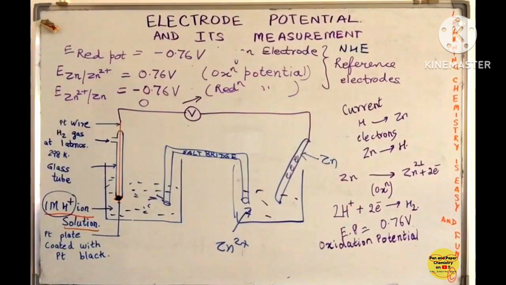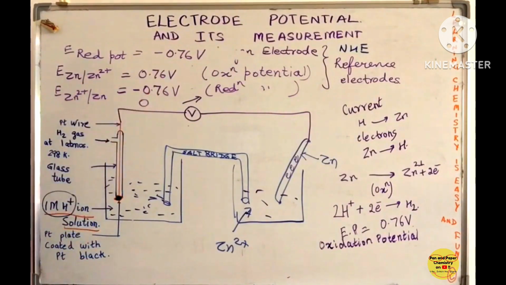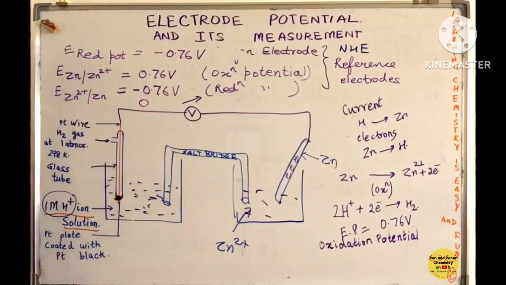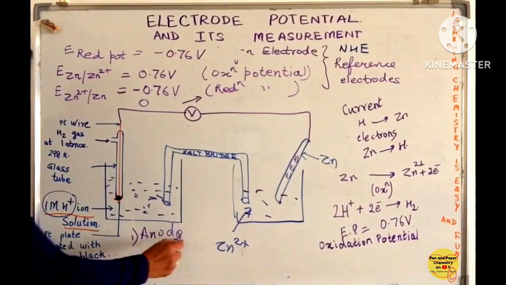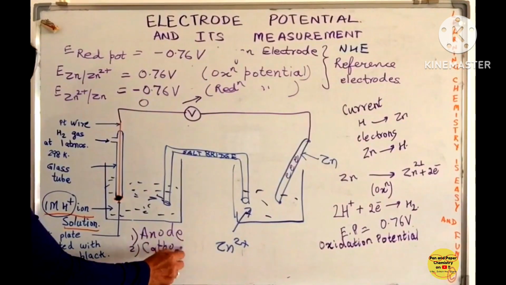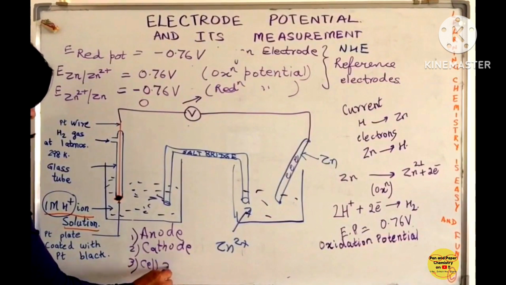0 has no sign, right? So what is greater, 0 or minus 0.76 volts? Absolutely right. It is 0 which is greater. My negative 0.76 volts will be smaller. So in this case, what is acting as the anode? Can you give me the answer for these three questions? Tell me the anode in this setup, tell me the cathode in this setup, and the cell reaction.